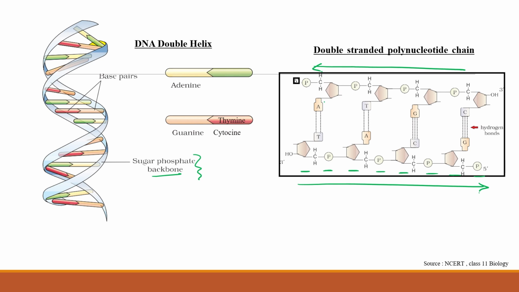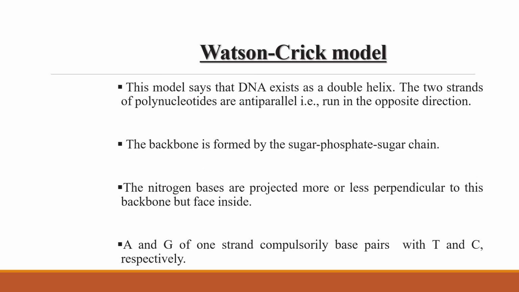And these bases, adenine, thymine, guanine, cytosine, can form hydrogen bonds with their respective bases. As you can see over here, between cytosine and guanine, 3 hydrogen bonds are there, and between adenine and thymine, only 2 hydrogen bonds are there. Okay. And this double helical model of DNA was proposed by Watson and Crick, and for this very important work, they also got the Nobel Prize. And this model says that DNA exists as a double helix.